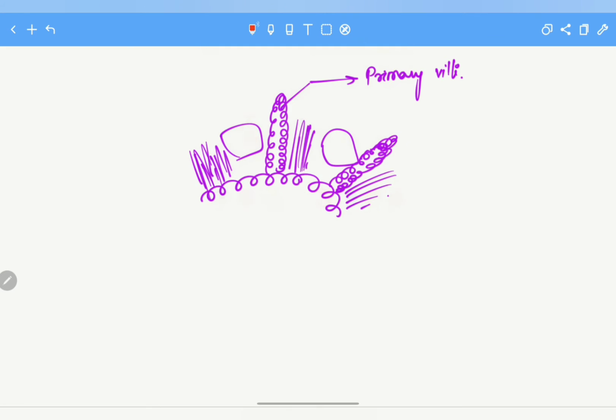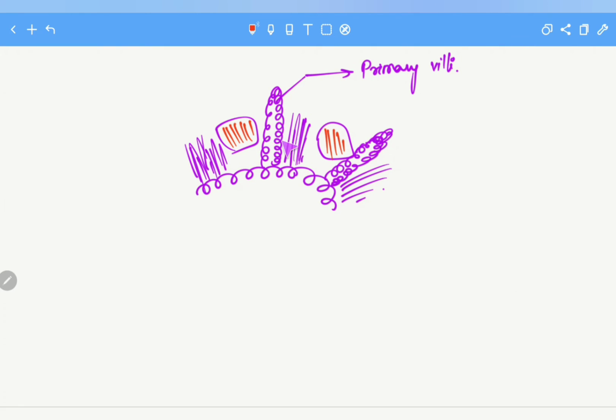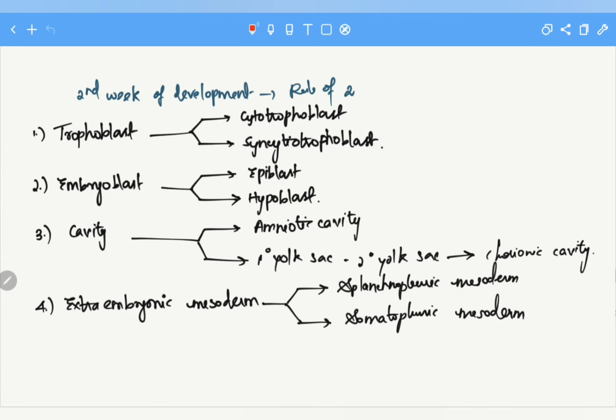Of course, the lacunar spaces are filled with blood and they are also interconnected. But from around 14th day, some cells of the cytotrophoblast start developing and making columns like this in between the syncytial trophoblast, and they are called the primary villi. So I hope I discussed everything related to the trophoblast and the two layers that it emerges from, that is the cytotrophoblast and syncytial trophoblast.